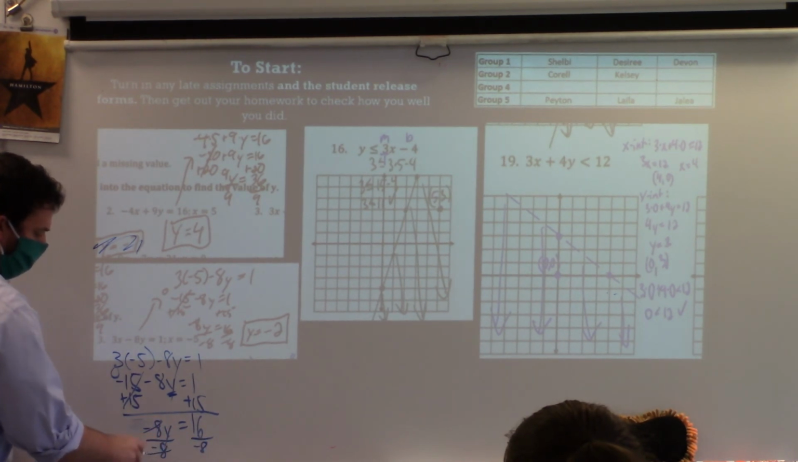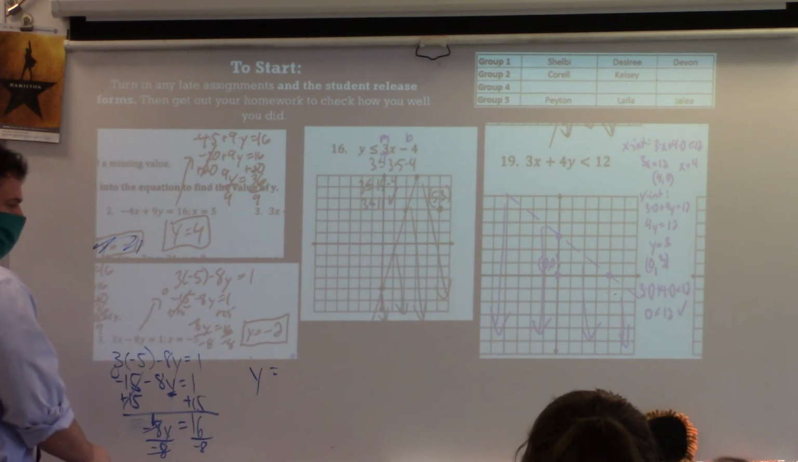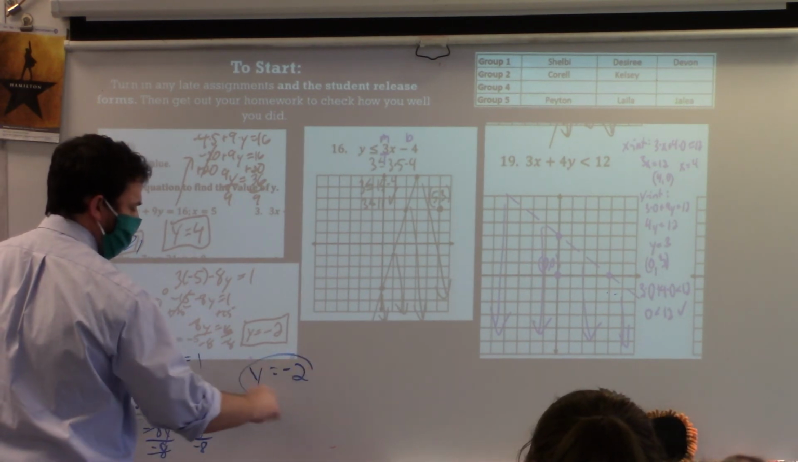Negative 8 divided by negative 8. So 1y, or y. 16 divided by negative 8. Two. Negative two.